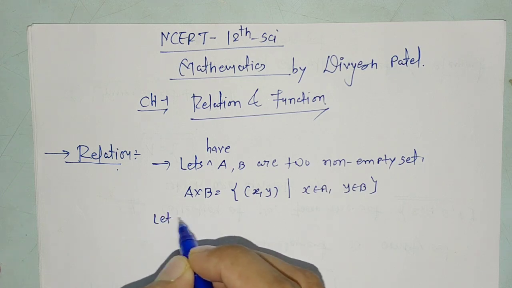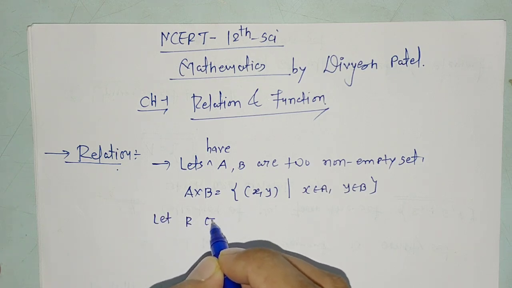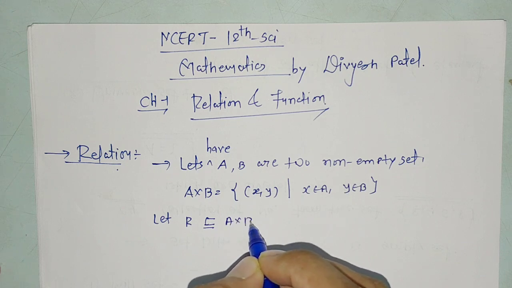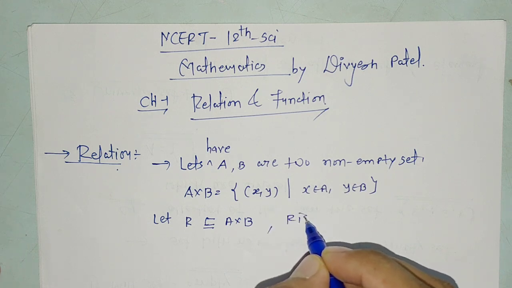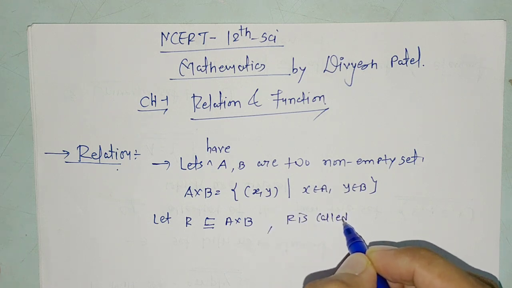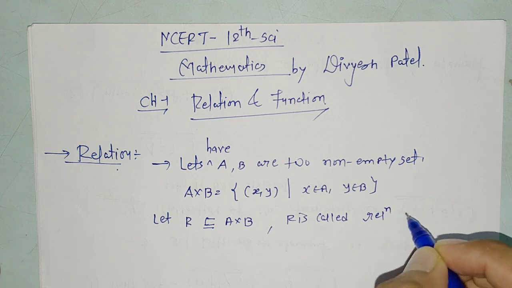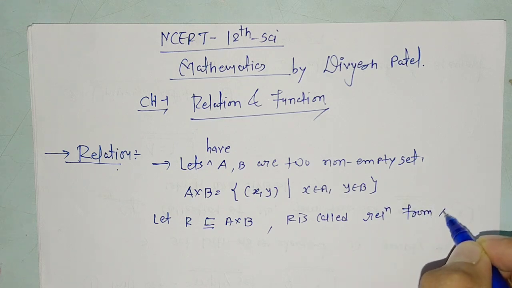Let R be a subset of A cross B. Then R is called a relation from A to B.